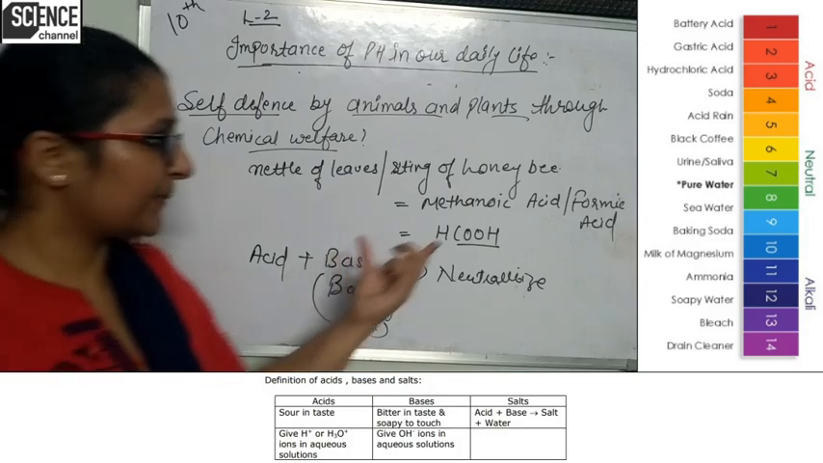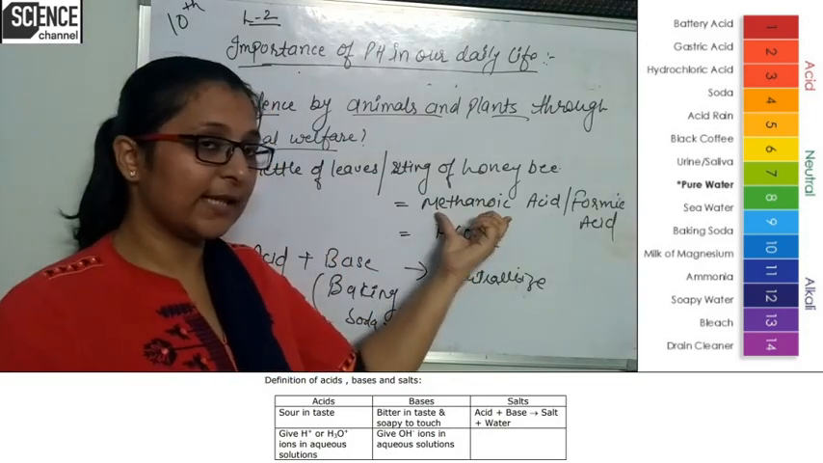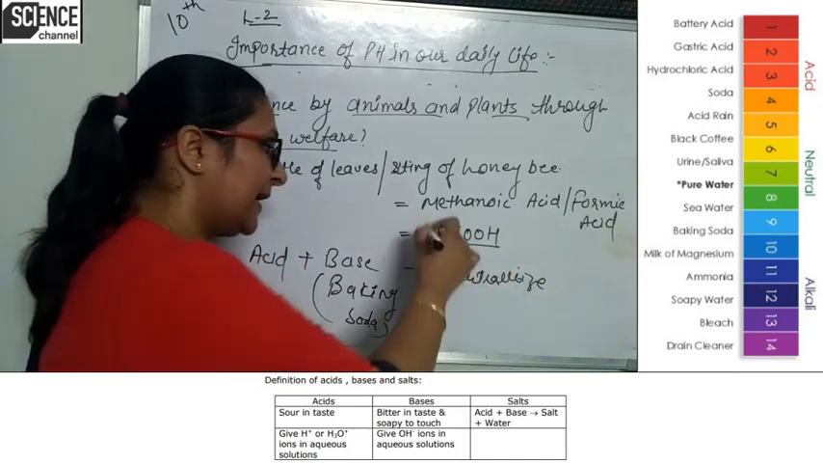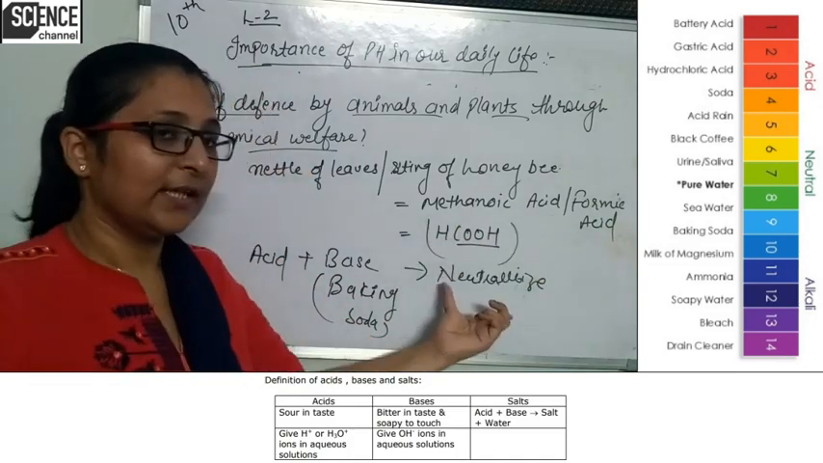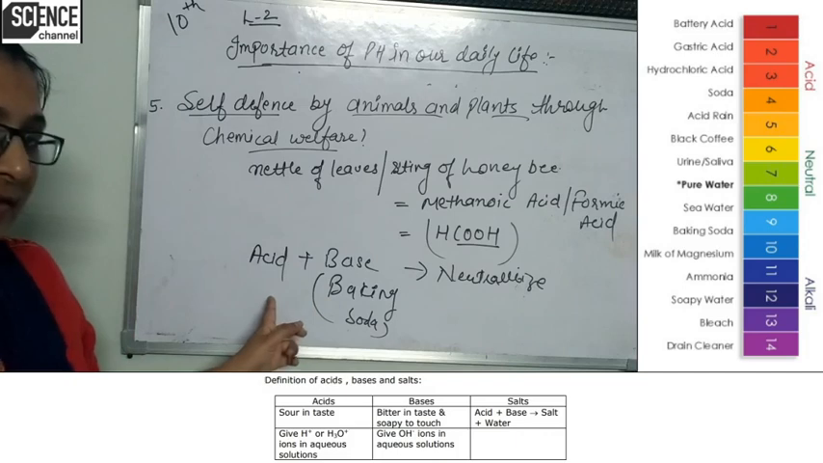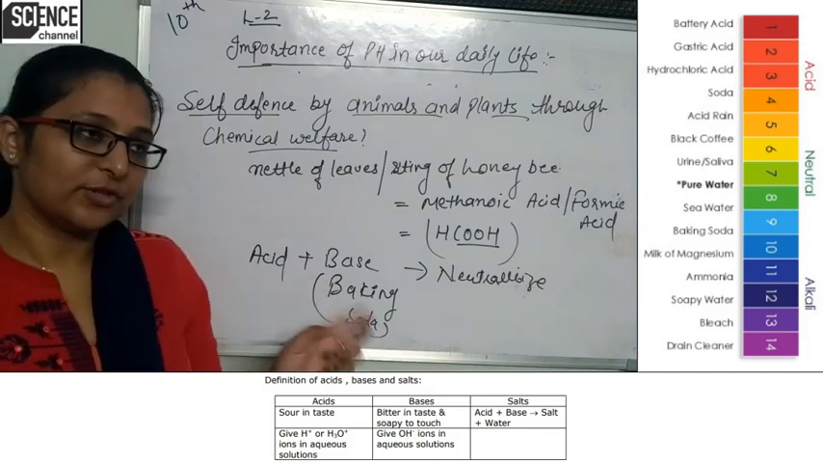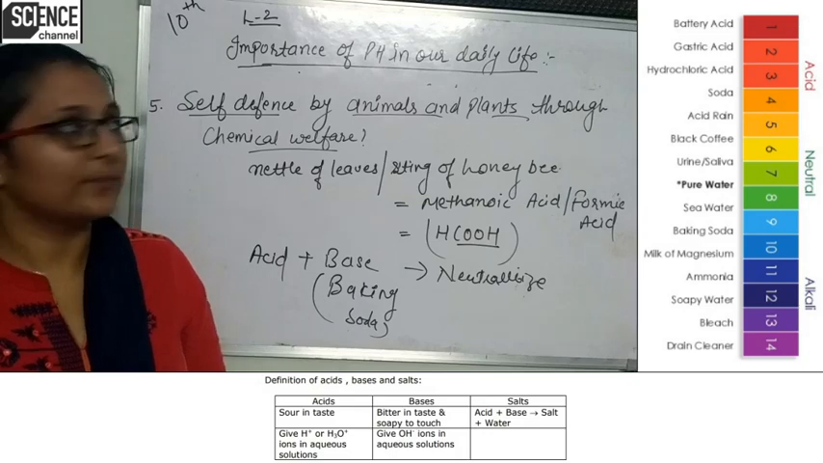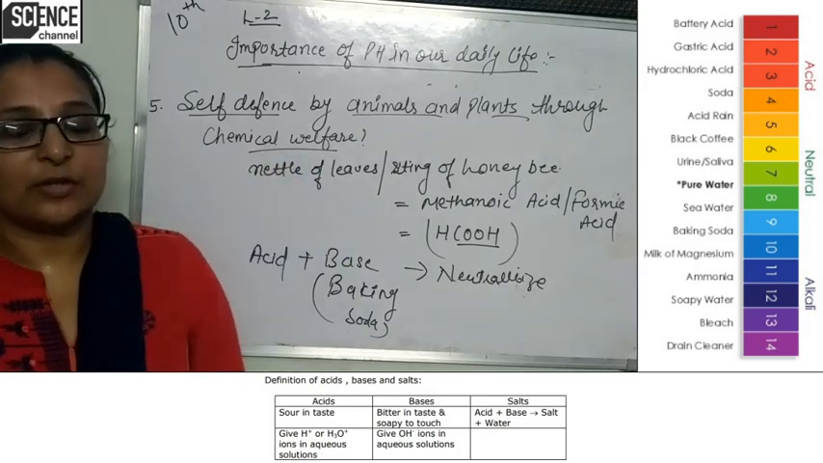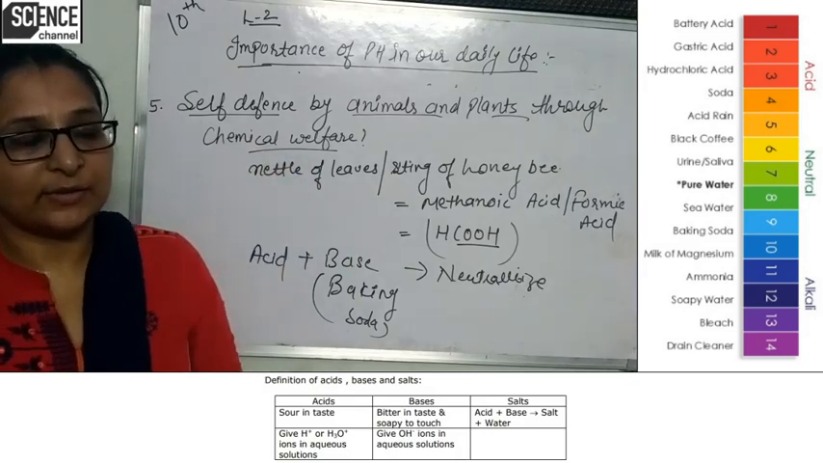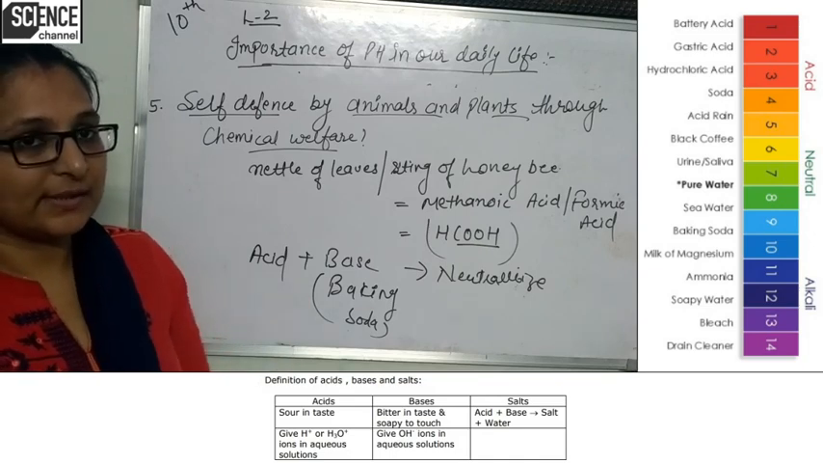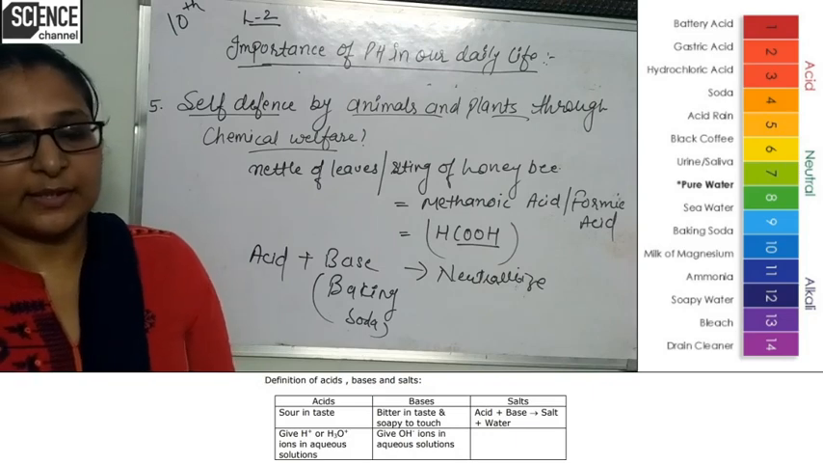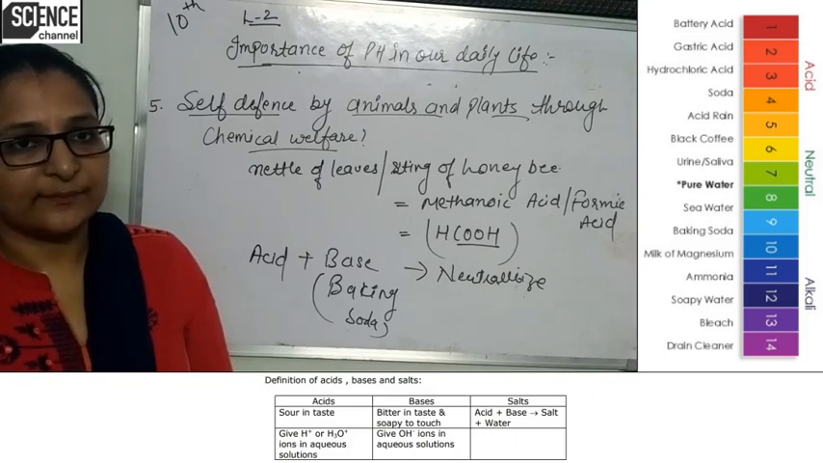Which acid is present in the sting of a honeybee or the nettle leaf? That is methanoic acid, formic acid, and the formula is HCOOH. It neutralizes the effect of that acid formed at that particular place. These are the most important questions. Importance of pH value, neutralization reactions, and their importance in our daily life. Clear?